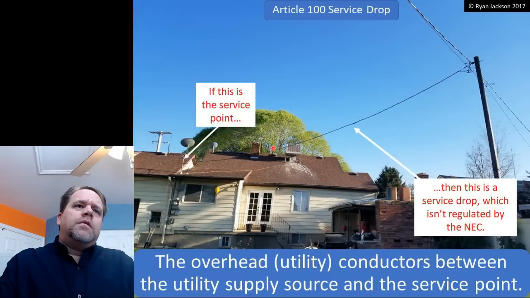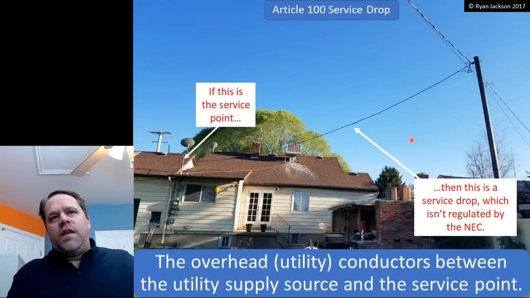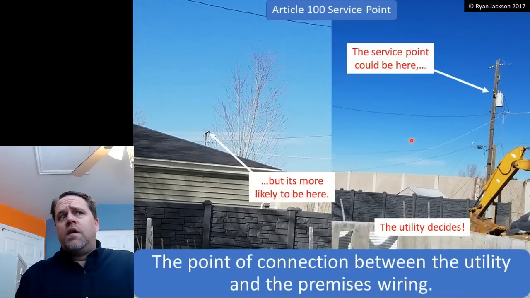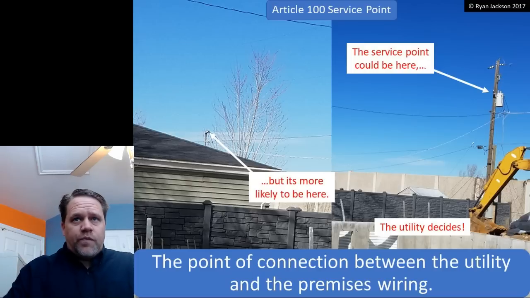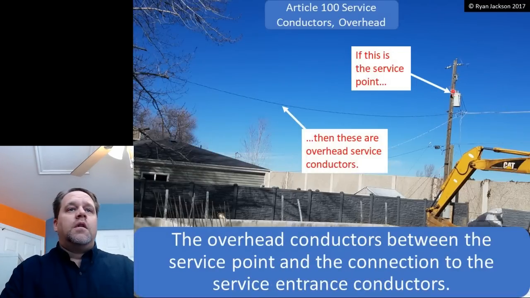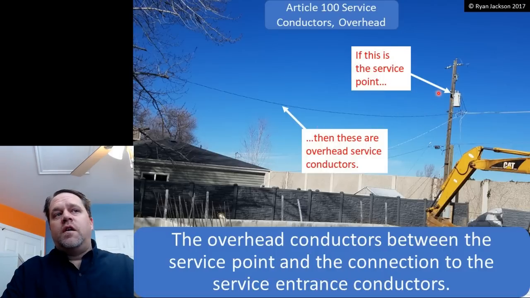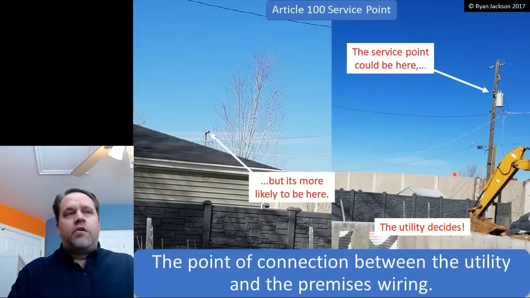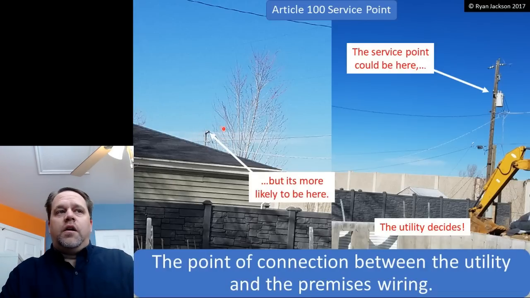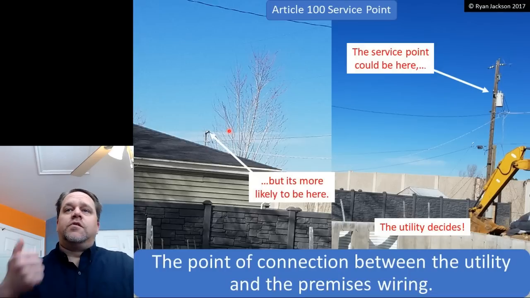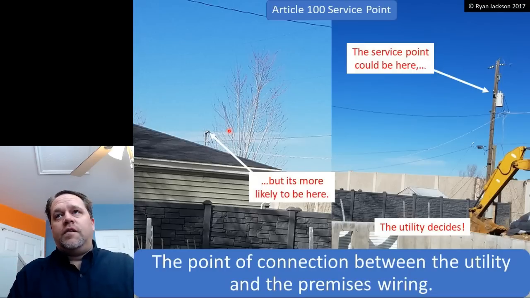So these conductors right here, if they're upstream of the service point, they're a service drop and they're not regulated by the NEC. Now again, the service point can be wherever the utility says. The service point could be at this overhead transformer. And if that was the case, then that's where the code would basically start because the code covers service conductors. If the service point is at the transformer, then these would be overhead service conductors and they would have to comply with the NEC. But if the service point is at the weatherhead, then the conductors supplying it are not regulated by the NEC because that would be a service drop. Service drops are not covered. Service laterals are not covered by the NEC.